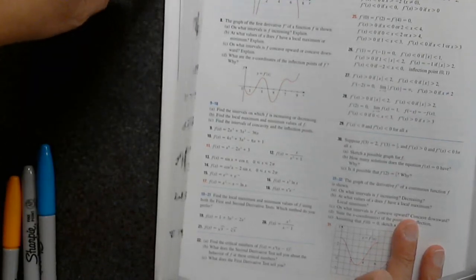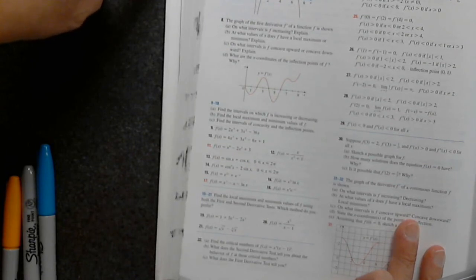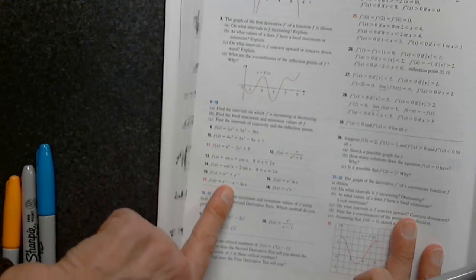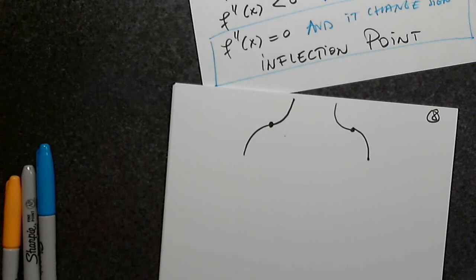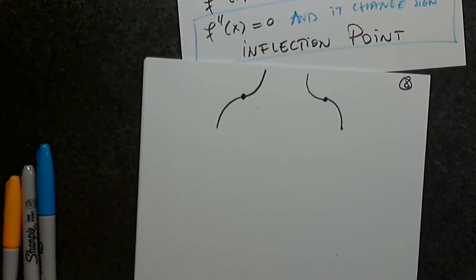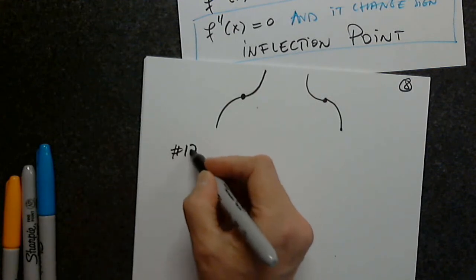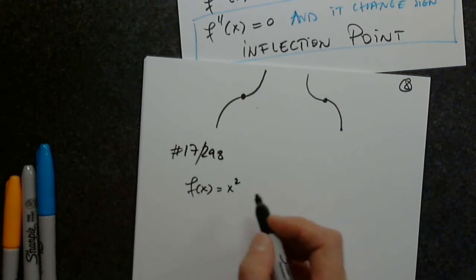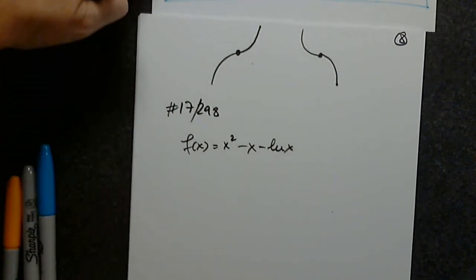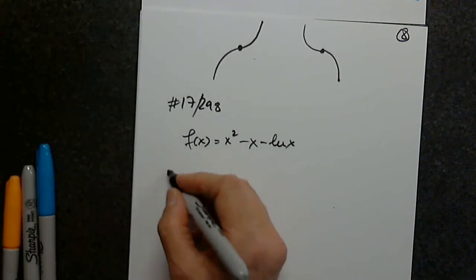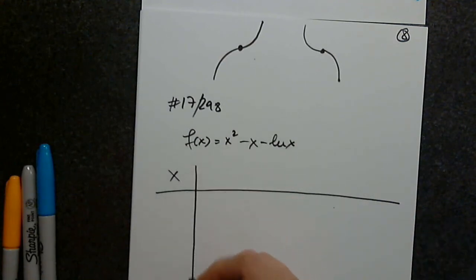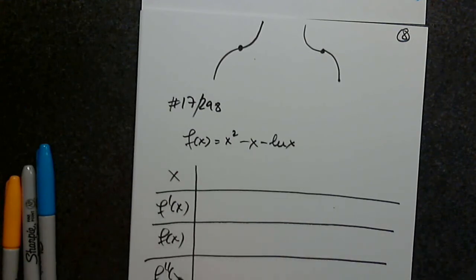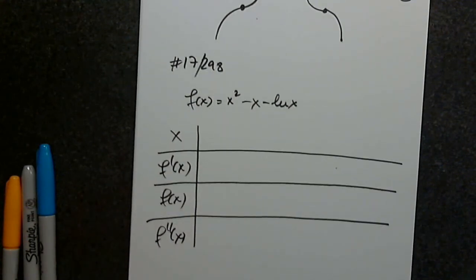Any preference? Which one? 17, this one? Okay, very good. x squared minus x minus natural log x. So 17 on page 298, f of x. I get my table going from the very beginning. f prime is first, f of x in the middle, and last one now, and the table is complete. I promise I will not add anything else to it. This is it.